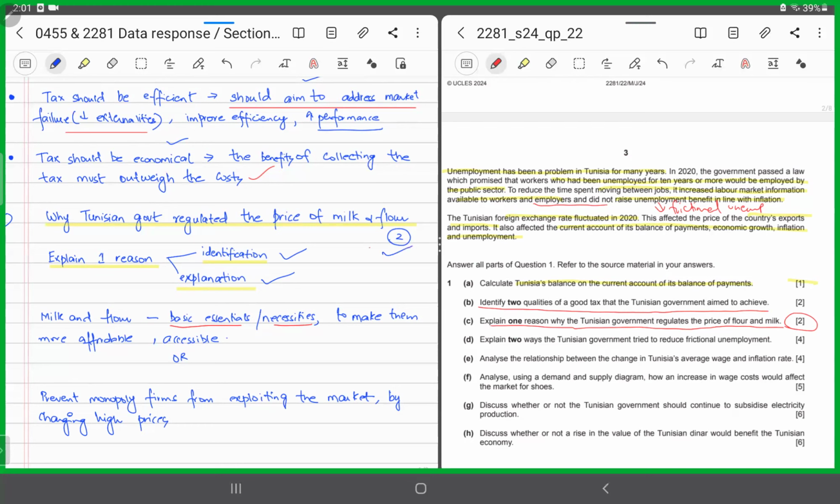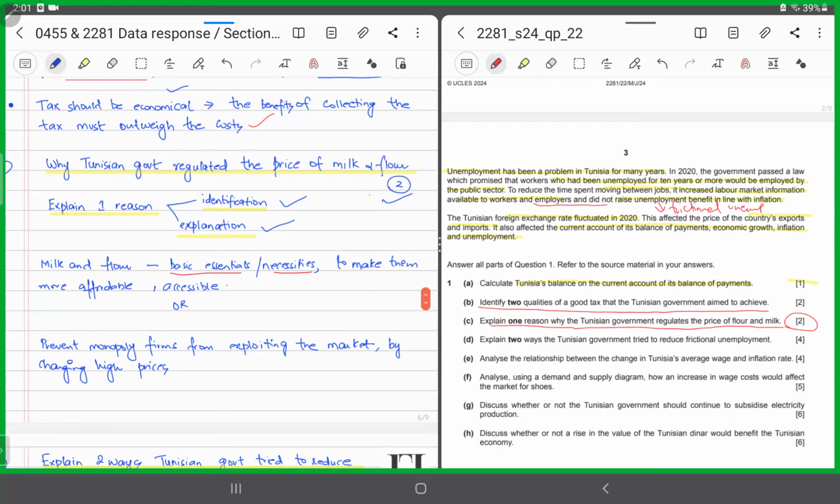So you could say that milk and flour are basic necessities or essentials. So the government regulated the price of both milk and flour in order to make them more affordable or to make them more accessible.